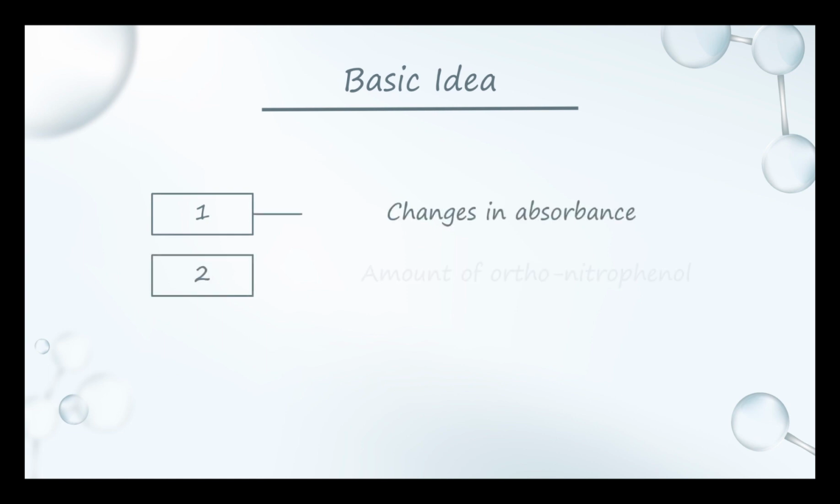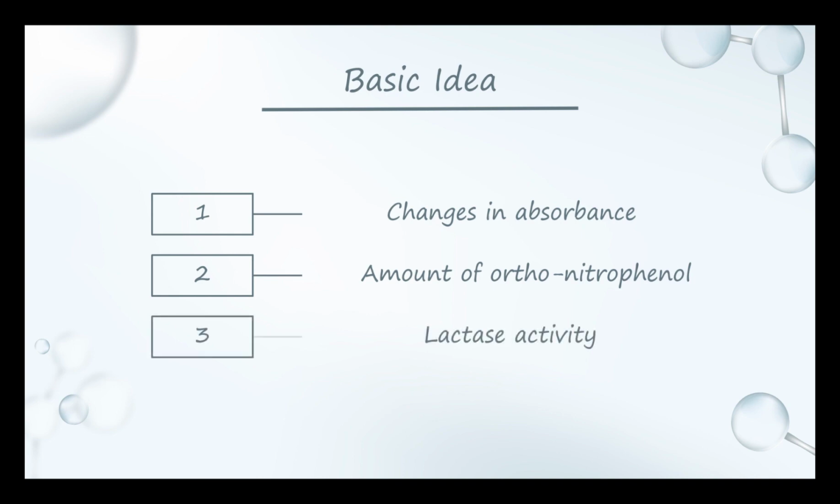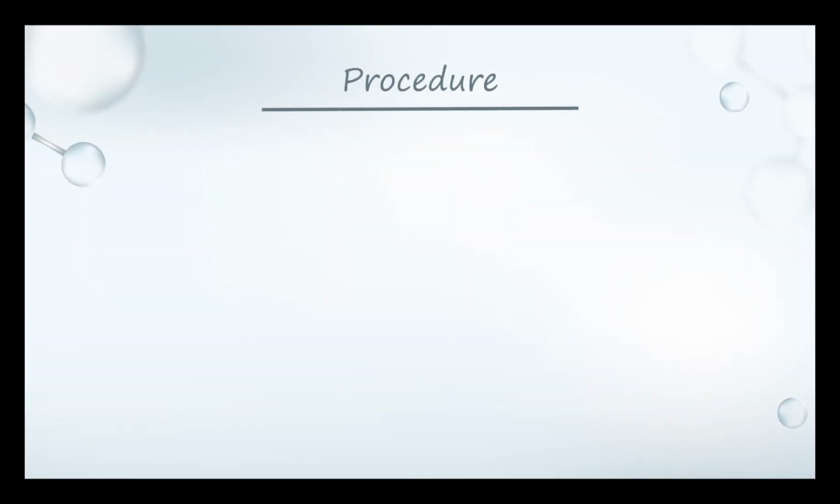By measuring changes in absorbance, we will get to know how much orthonitrophenol is produced in the reaction in a fixed amount of time. Measurement of the accumulation of orthonitrophenol over time will further indicate the estimation of lactase activity. Equipped with sufficient background information, we come to Procedure 1.